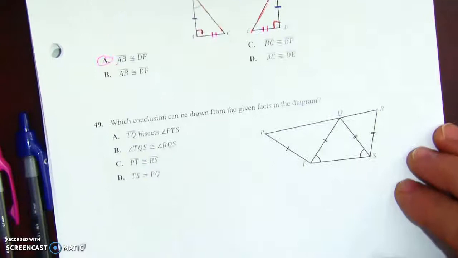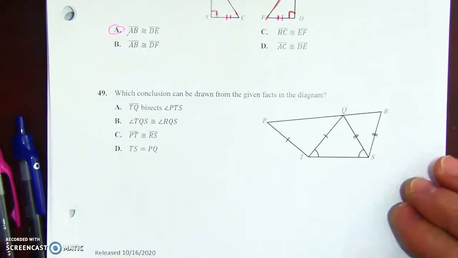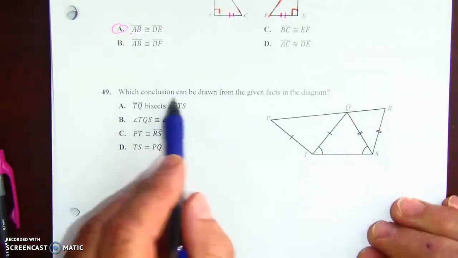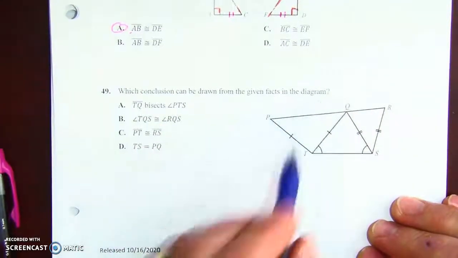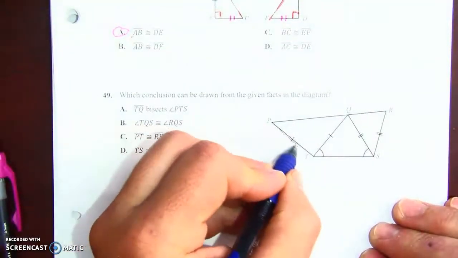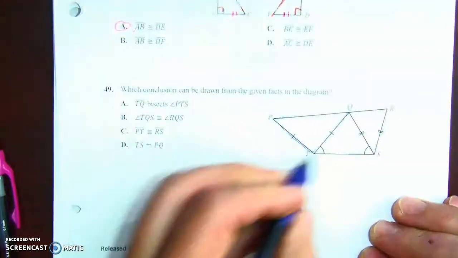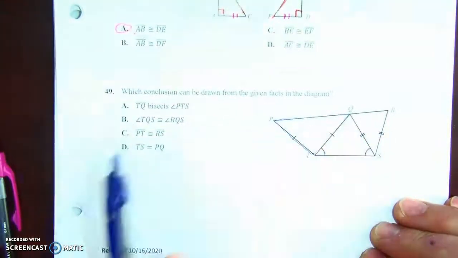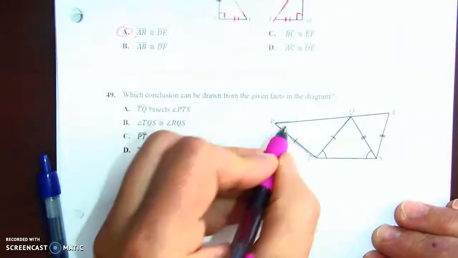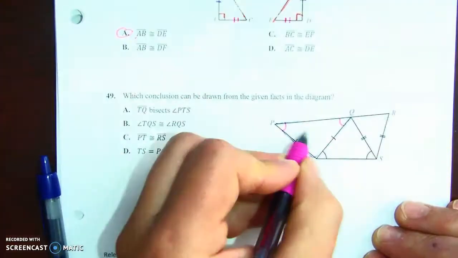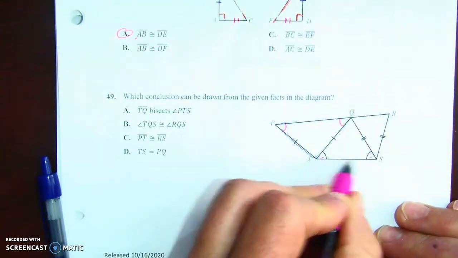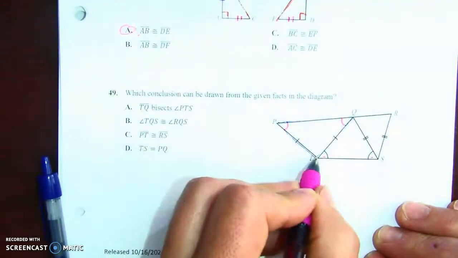All right. Question 49. Cruising right along here. Now this one's a little bit on the tougher side of things. It says, which conclusion can be drawn from the given facts in the diagram? Okay, so we have three different triangles here. We have this one, and this one. And what do we notice about all three of these triangles? This one has congruent sides, which means that these two angles are congruent. So this is an isosceles triangle. Notice that these two angles are equal to each other in this triangle.